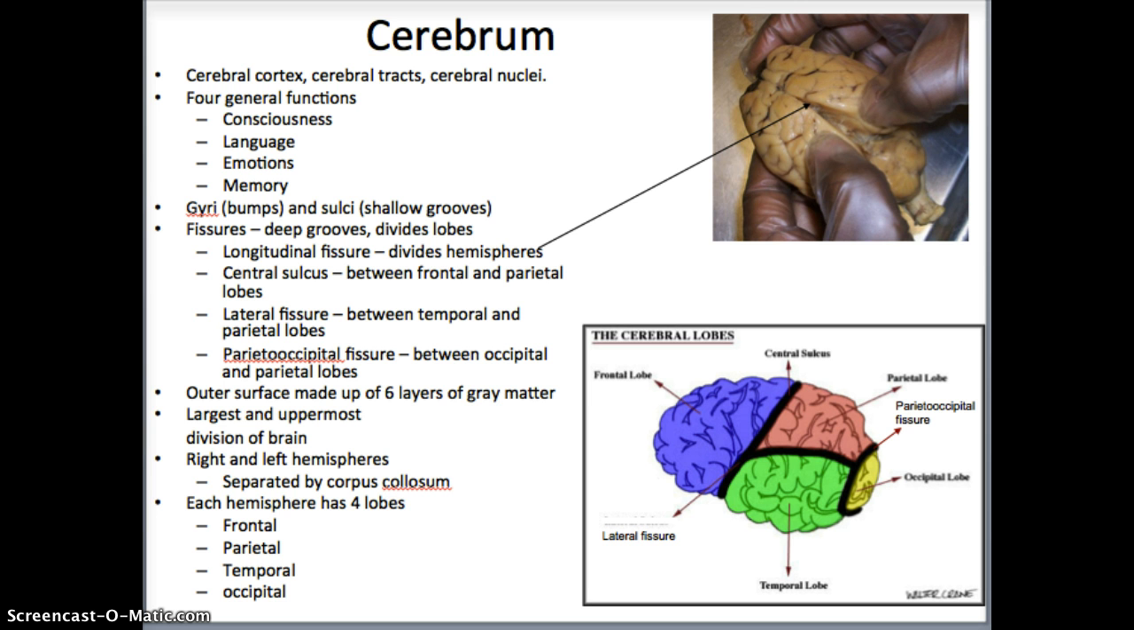The outer layer, like I said, is made up of the cerebral cortex, which is the gray matter, the unmyelinated portions of neurons. There are right and left hemispheres. We'll talk about dominance in a few slides. They're separated by the corpus callosum, which is a bundle of nerve fibers that connects the 2 hemispheres so they can communicate with each other. Each hemisphere has the 4 lobes. So there's the frontal, parietal, temporal, and occipital.